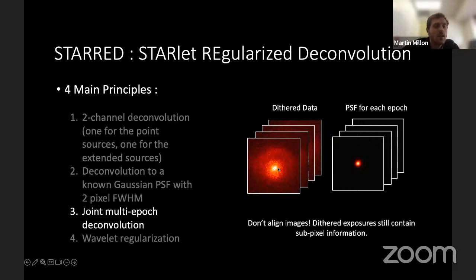If your PSF is time variable, you give a cube of PSF and a cube of data. You don't align the images, because you leverage the subpixel information, which is still included in your dithered frame.